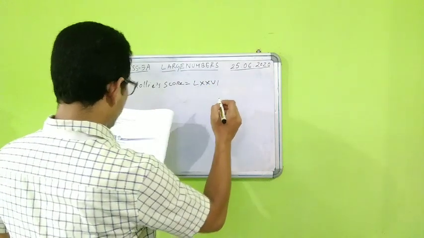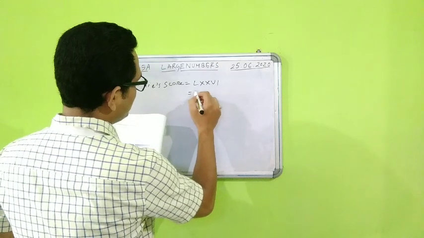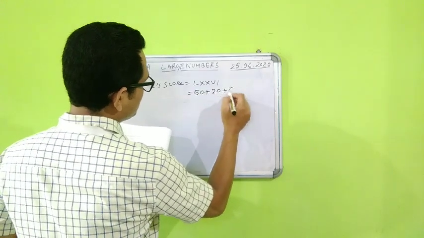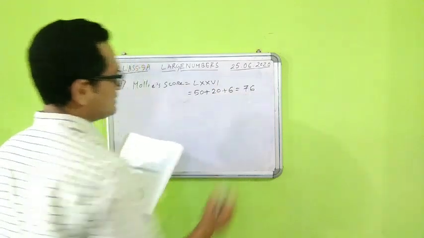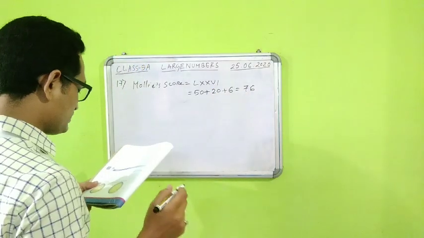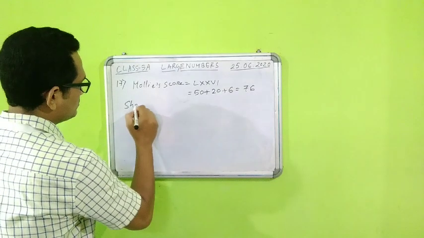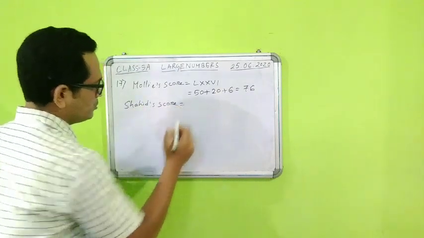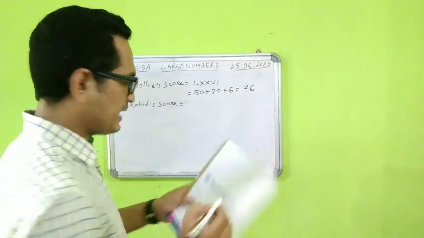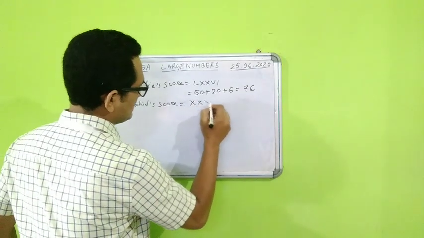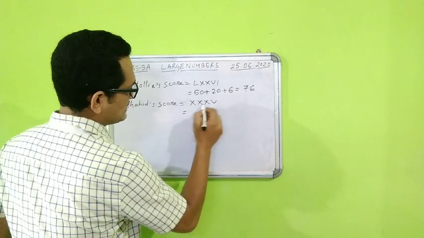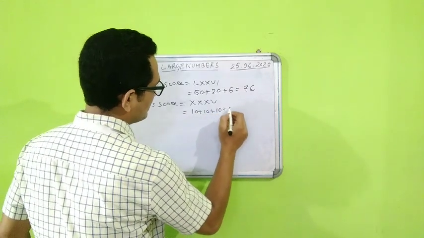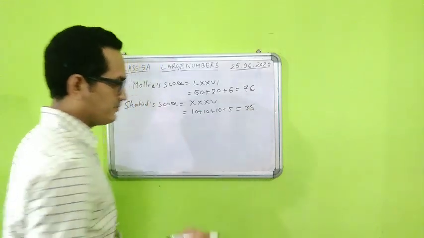Molly's score is LXXVI. If I write it, L means 50, XX means 20 and VI means 6. So it will be 76. And what was Shahid's score? Shahid's score is XXXV, and XXX means 10 plus 10 plus 10, plus 5. So that will give you 35.